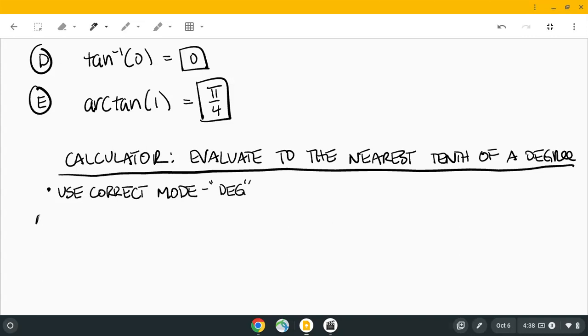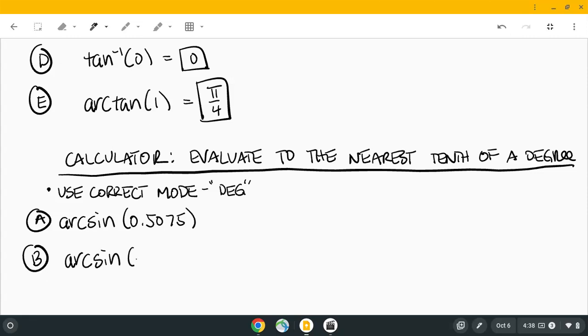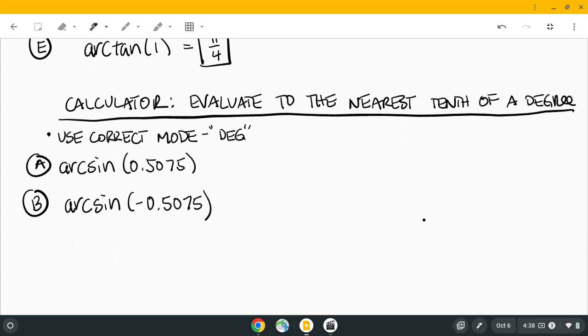All right, so try this one. Punch this into your calculator. Arcsin 0.5075, and this one. We'll do the positive and the negative. That way you can see how, oh yeah, my calculator does know how to figure out which quadrant it needs to get the angle from. Make sure you're in degree mode. So here you should have gotten 30.05 degrees. And then over here, you should have gotten negative 30.05 degrees.